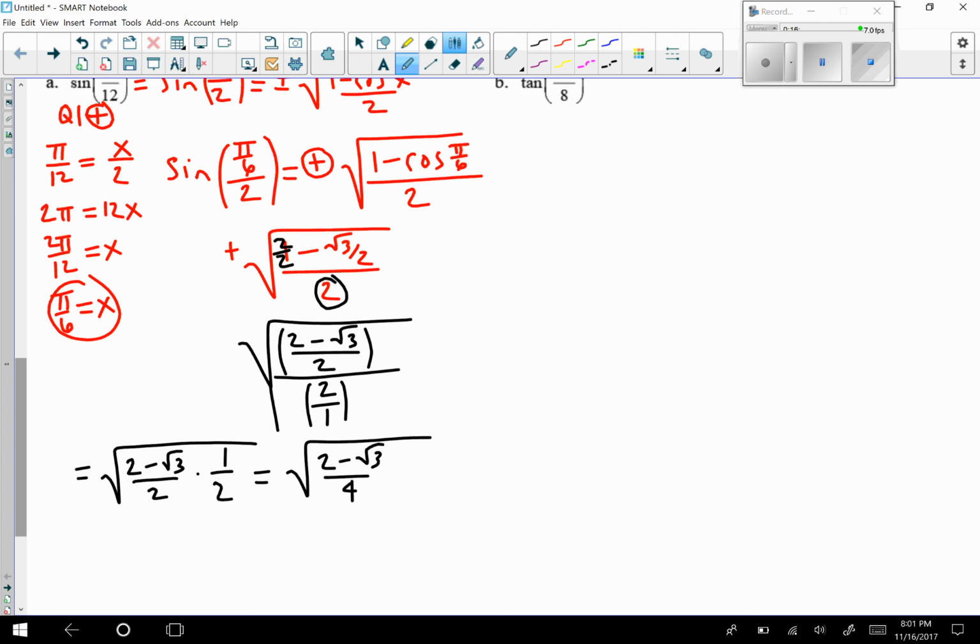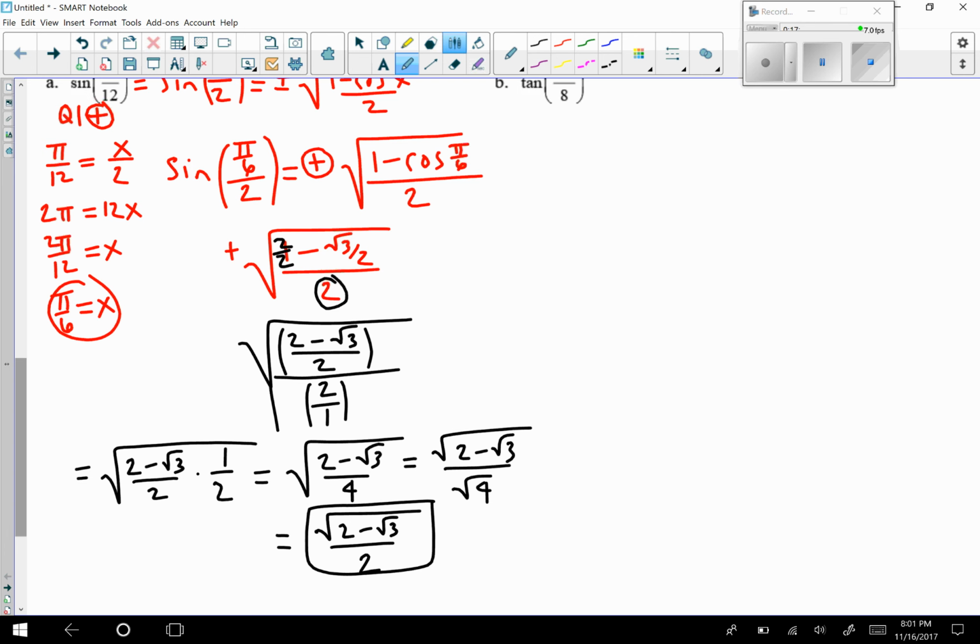And of course, we don't like to have fractions underneath of radicals, so we're going to separate that. So that becomes root 2 minus root 3 over the square root of 4. And we know the square root of 4 is equal to 2, so this is really equal to root 2 minus root 3 divided by 2.